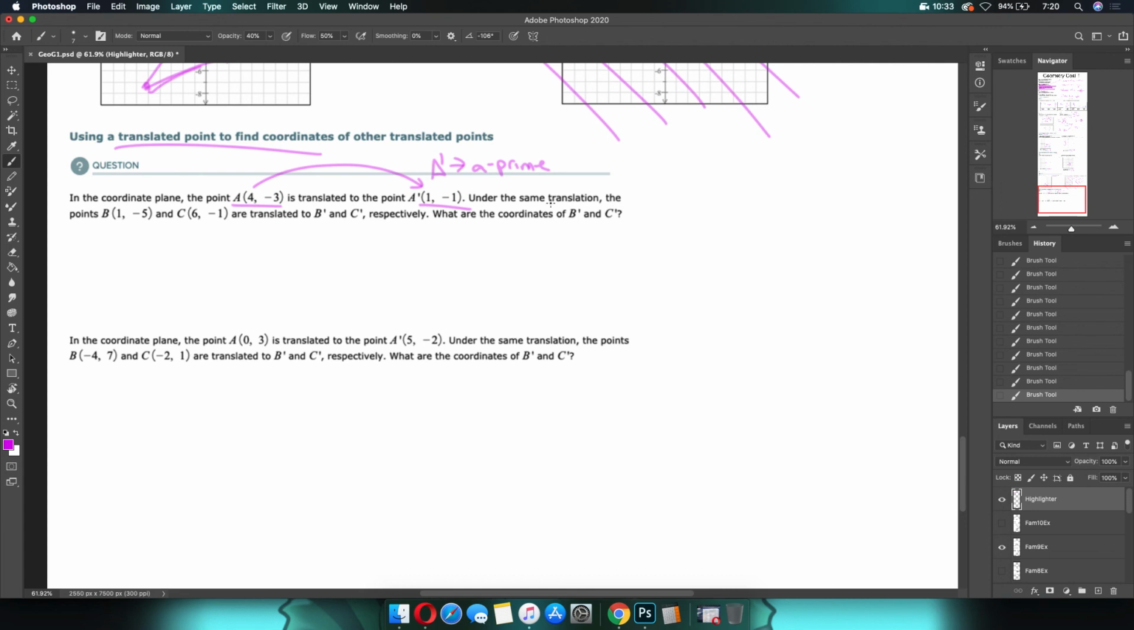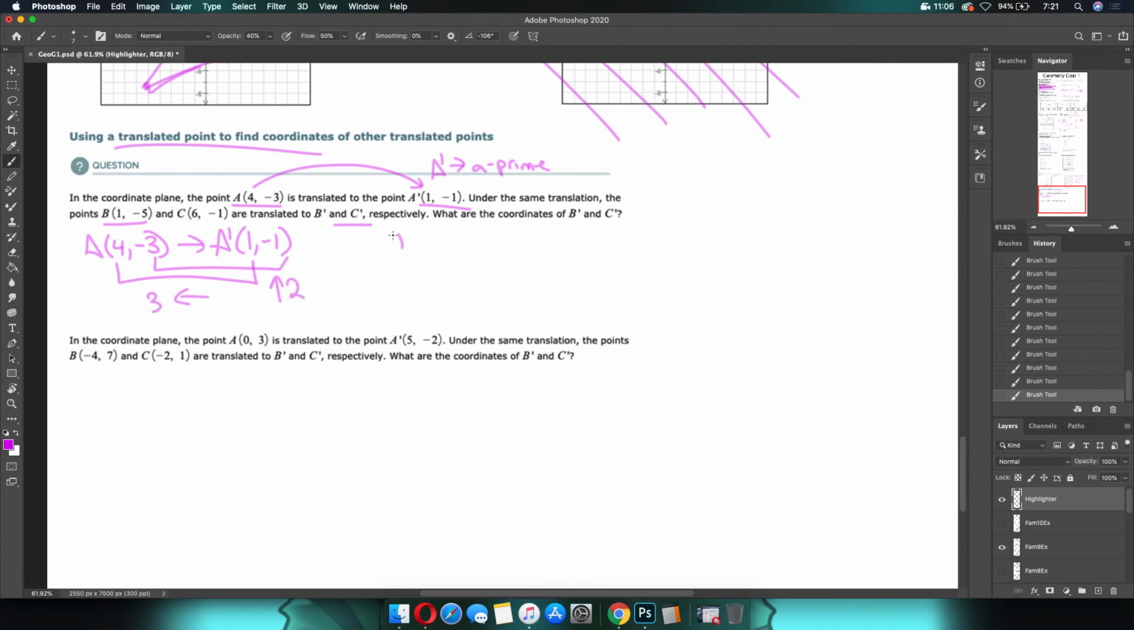What else does it say? Under the same translation, the points B and C are translated to B prime and C prime respectively, and now you've got to figure out what that is. So if we went from A (4, -3) to A prime (1, -1), what did we do? What was our jump from 4 to 1? We went left, or in other words, backwards, 3 spaces. And then from -3 to -1, we went up, because these are the y coordinates, 2 spaces.